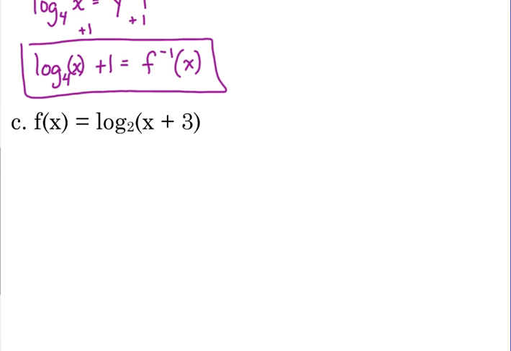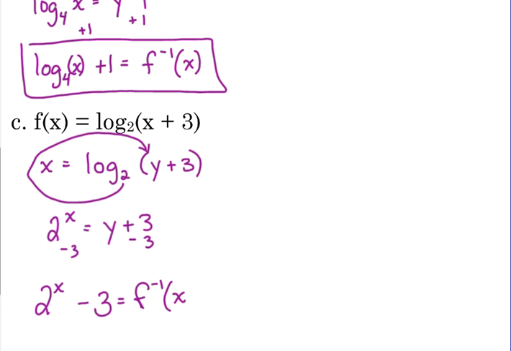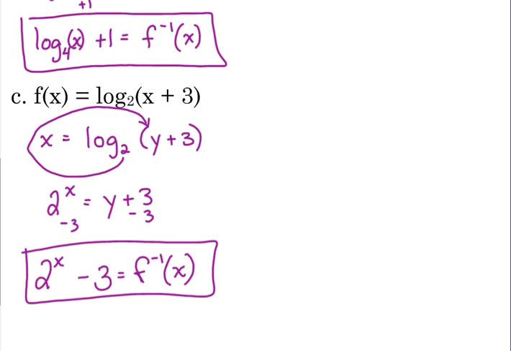Okay, let's start with one in log form. x is equal to log base 2 of y plus 3. How do we get the variable out of the logarithm? Exponential form. So 2 to the x equals y plus 3. Subtract 3 from both sides. That's 2 to the x minus 3 is equal to f inverse. Okay, notice the minus 3 is not in the exponent.